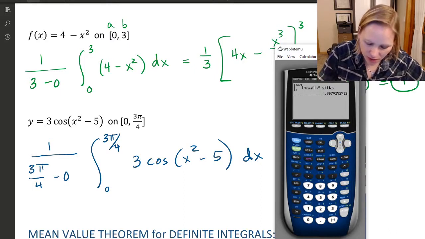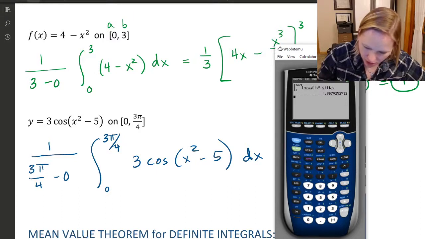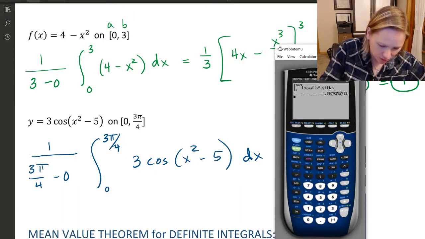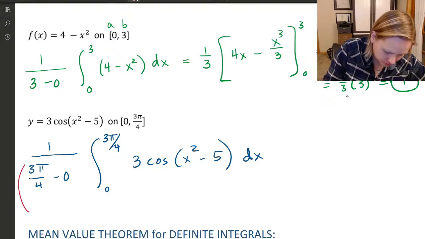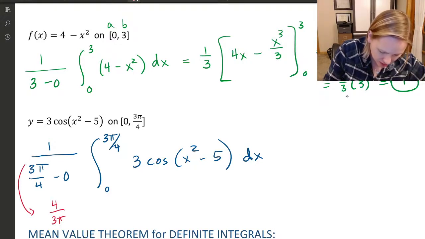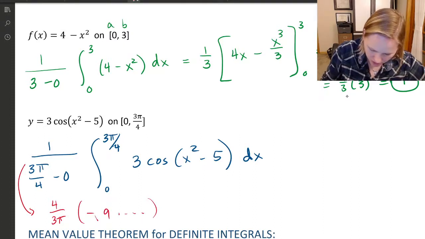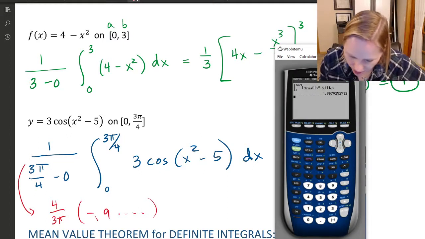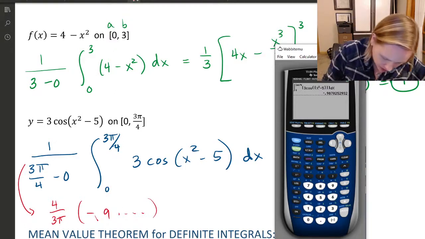So this is my integral. This is what the integral turns out to be. But then I'm going to multiply it. This 1 over 3 pi over 4 actually turns into 4 over 3 pi. So I'm going to take my decimal, that negative 0.9, whatever it was. I can't get it to stand. 987,025.